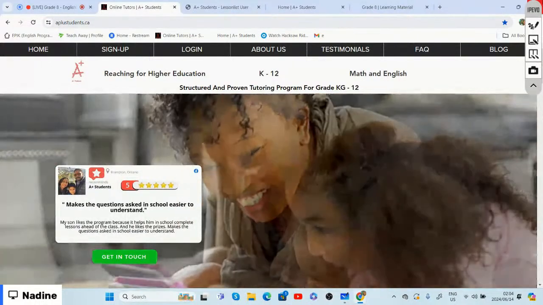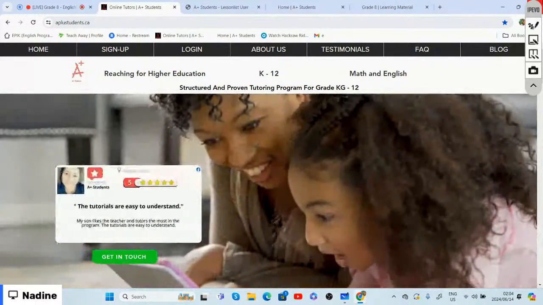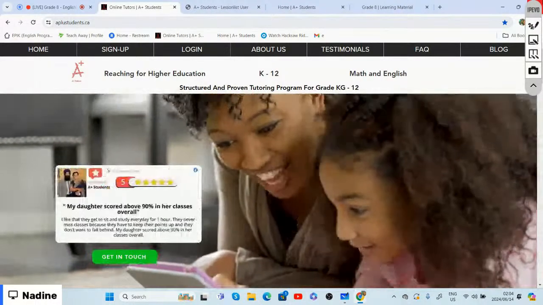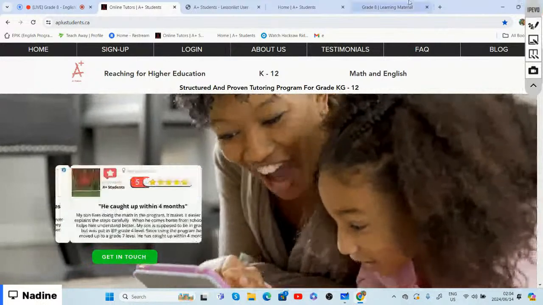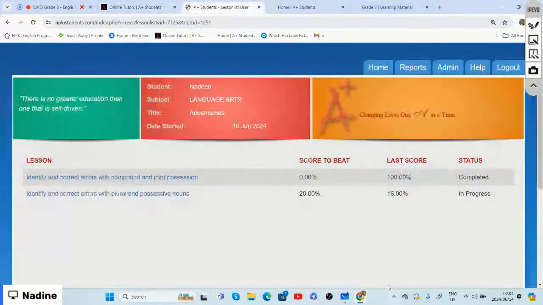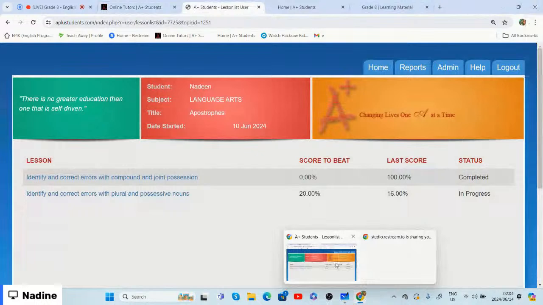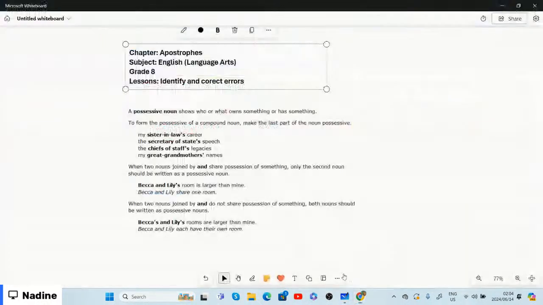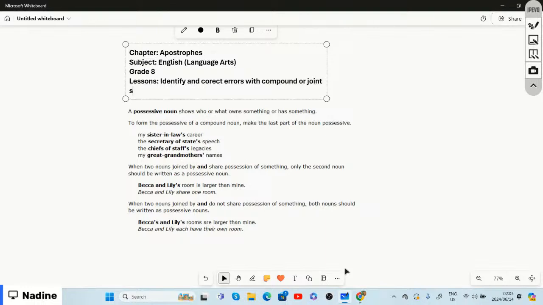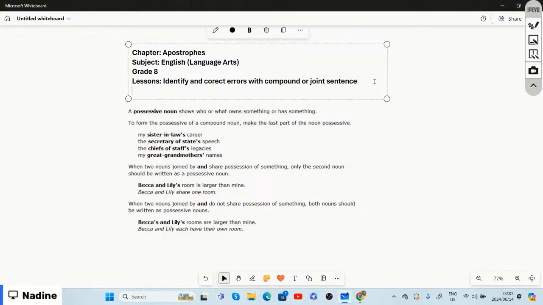All right, so we are going to log on to aplusstudents.ca. Once you've logged on to aplusstudents.ca with our username as well as our password, then we're going to select the subject of English Language Arts, grade 8, and then we're going to scroll down until we get to our chapter of apostrophes.